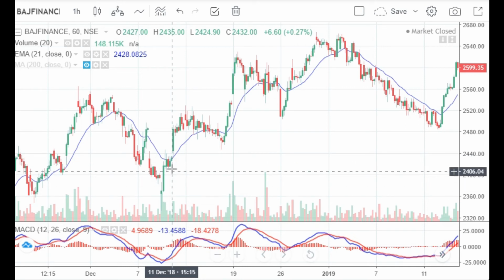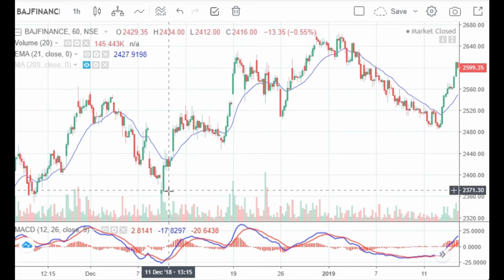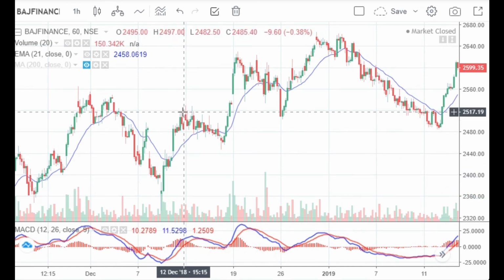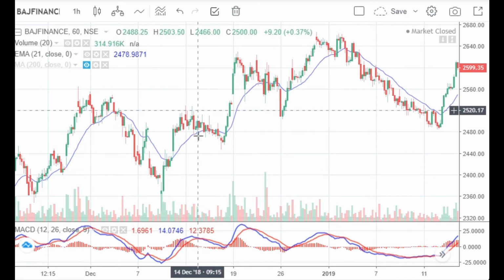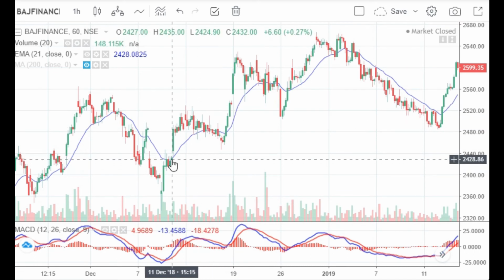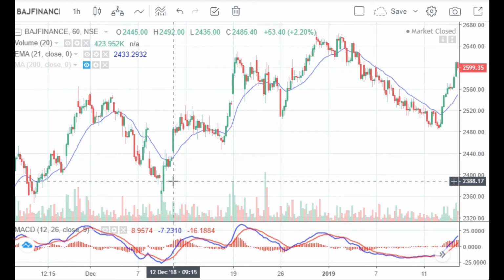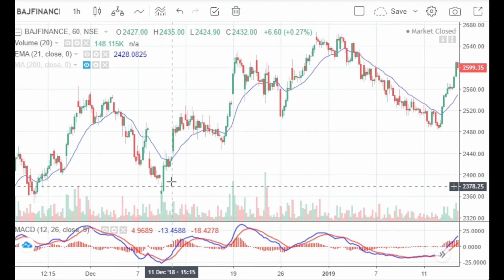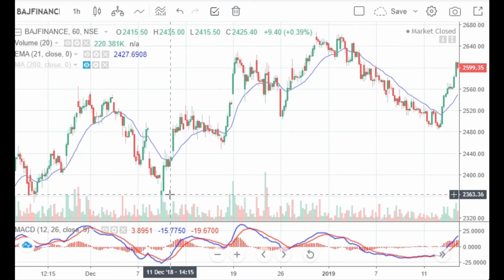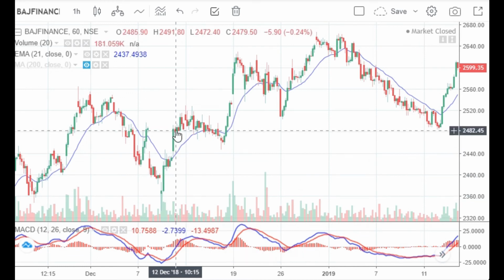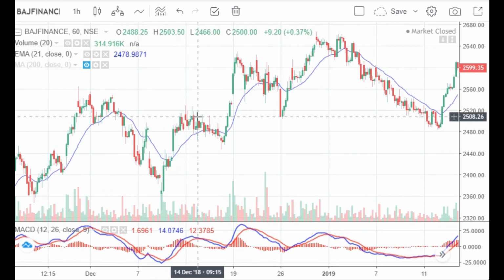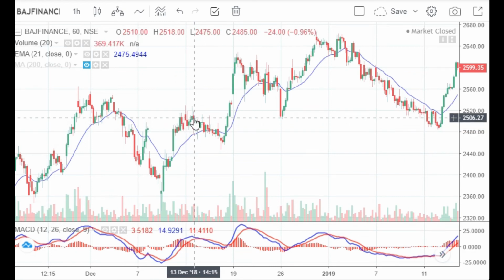So where is our stop loss? Oh, it's about 100 points lower, but yeah, Bajaj Finance is something like that, it gives you very good returns. So at 2433 you enter, and you place your stop loss at 2365, and let's see what happens. It crosses over below at 2506. Isn't that a great opportunity?